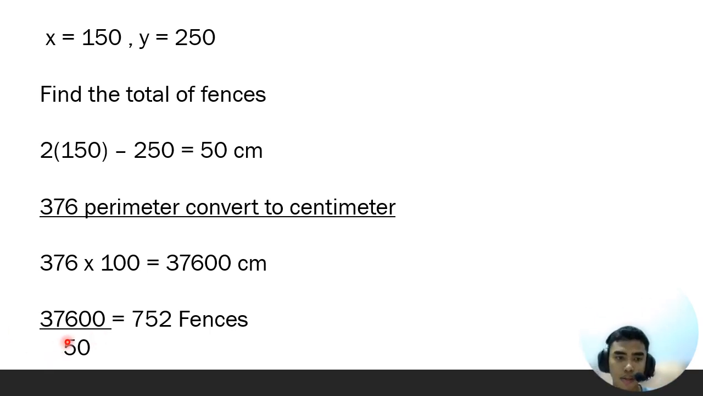So 37,600 divided by 50, which is the bottom of the fence, to count how many fences the bottom touches. So after that, we get the value of 752 fences, because all of the length is only 750, with the bottom of the length of 50 centimeters touching the length. So let's move on.